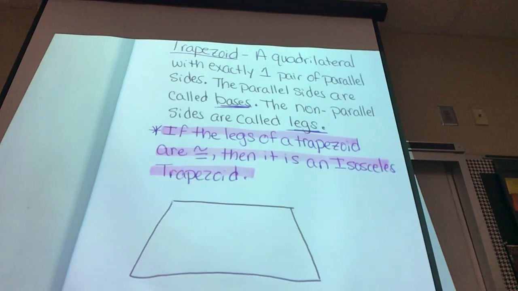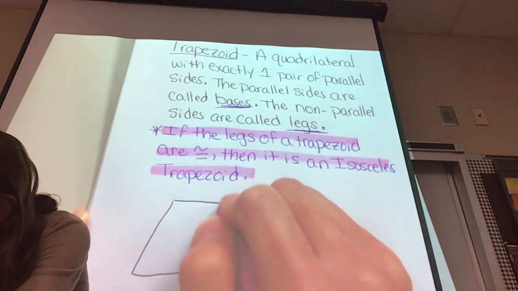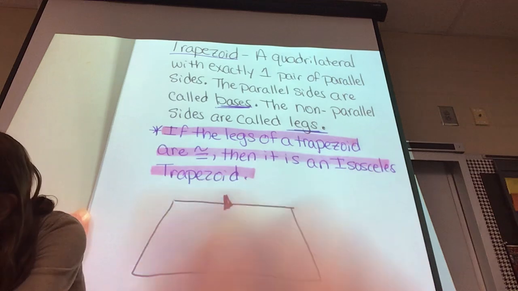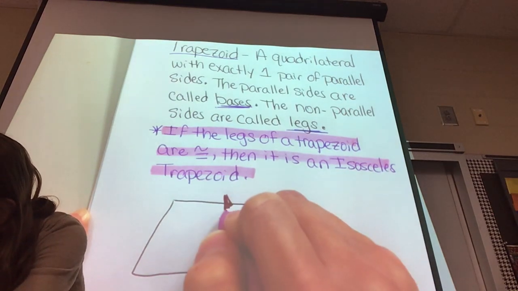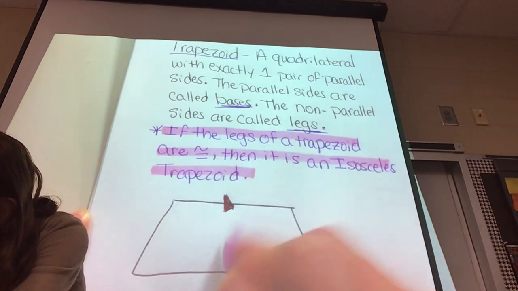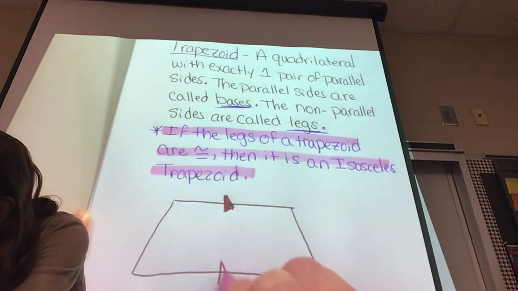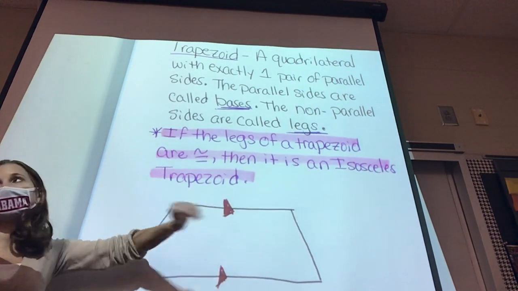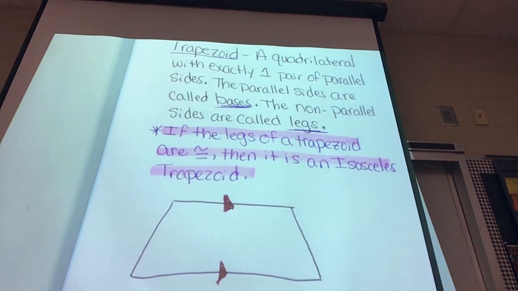exactly one pair of parallel sides. So that's going to be the top and the bottom. So that's going to be this. Now again, it depends on which way it's turned. If it's on its side, it's not going to be. So this side is going to be parallel to this side. Okay? So we've got these two parallel to each other. So that's exactly our one parallel.